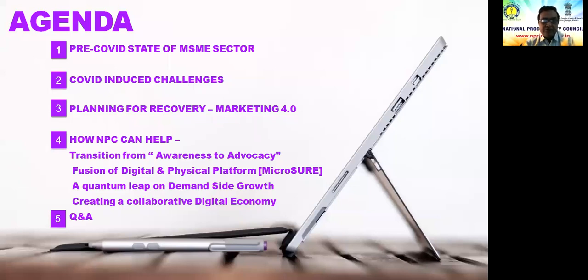So transition from awareness to advocacy, fusion of digital and physical platforms. That is something that we are going to discuss. A very interesting thing, that is a micro show, and a quantum leap on demand side growth. So National Productivity Council has a history of very effective supply side growth efficiency. Now we have taken this initiative to tinker on demand side growth and effectiveness, and creating a collaborative digital economy. So let's get into that.